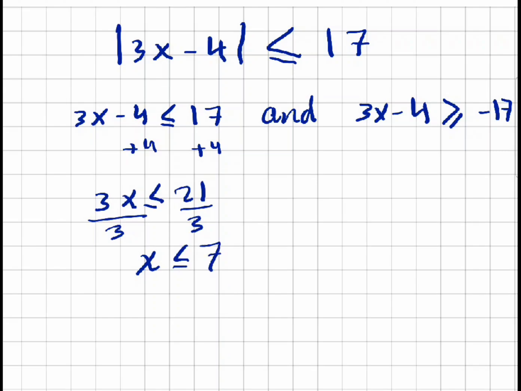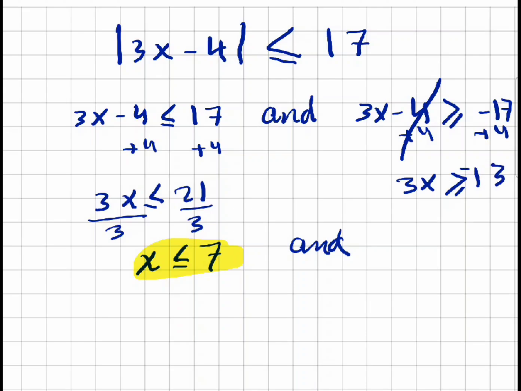Now let's get the second answer. So let's add 4 to both sides. Negative 17 plus 4, that's going to be negative 13. Next, let's divide both sides by 3. And so we get x is greater than or equal to negative 13 over 3.